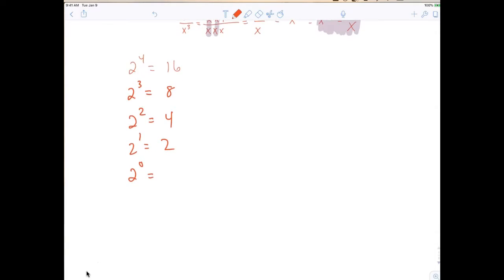All right. Now, how do we know for certain it's 1 instead of 0? Because a 0 seems like a reasonable answer, but it doesn't fit the pattern. So what am I saying? From here to here, I divided by 2. From here to here, I divided by 2. From here to here, I divided by 2. So if the pattern continues, it would be 1, because 2 divided by 2 is 1.